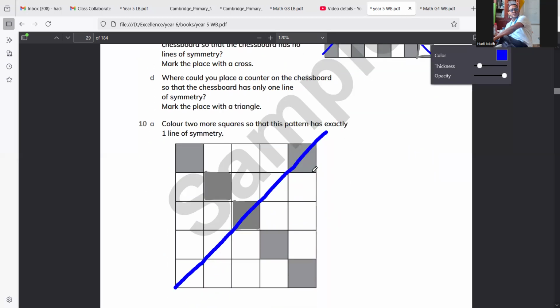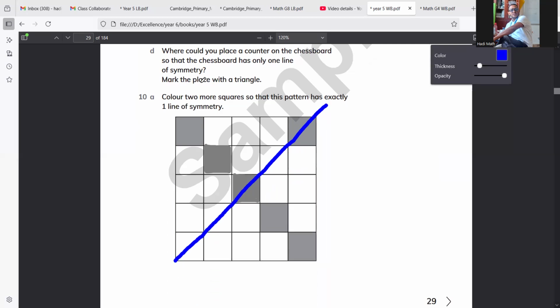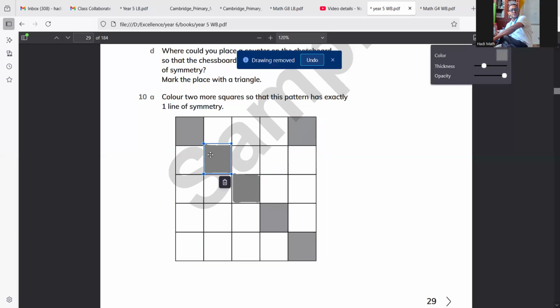Let's go to question number 10. They say color two more squares. So this pattern is exactly what has one line of symmetry. Okay, what we did, we colored those two. They were not colored, like this one, no color here, and no color here. We said we need one line of symmetry. We need to color two places. We color this one, and we shade this one.